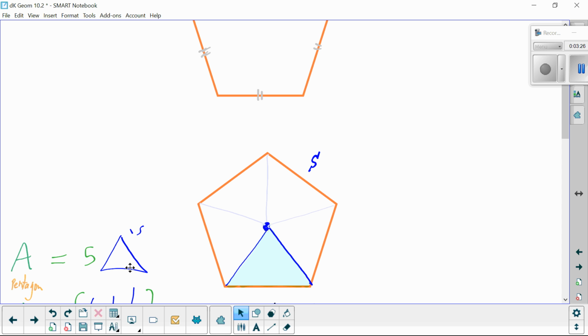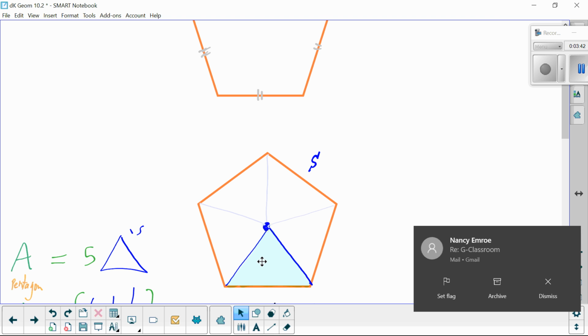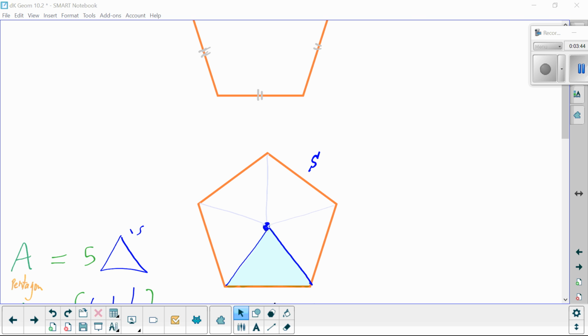And since we know how to find the area of a triangle, we can find the area of this shaded blue triangle and multiply it by 5. This is the same concept that will work even if it was a regular octagon or a regular decagon or a regular 17-gon. We can always divide a regular n-gon into n of these triangles. So if you can find the area of one of those triangles, then you just multiply it by n.